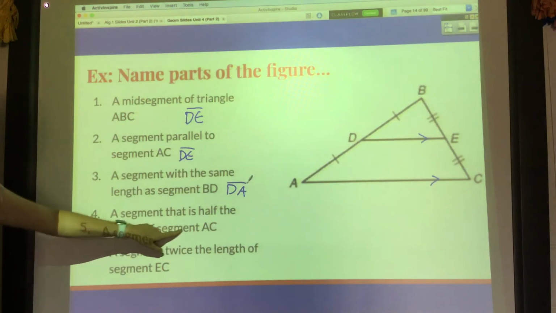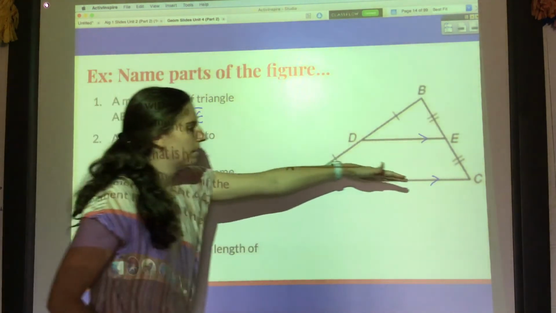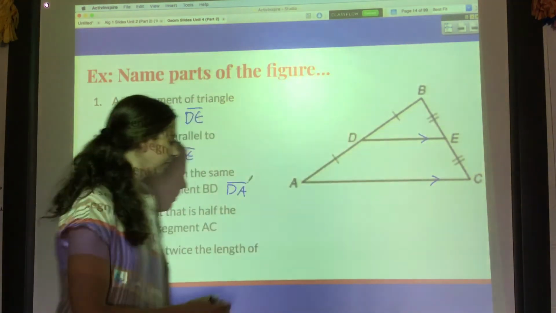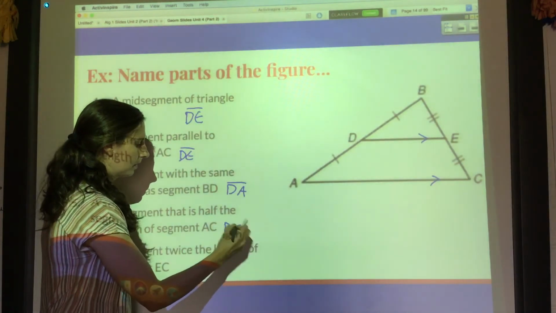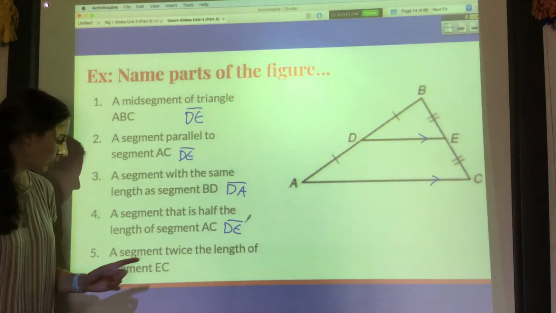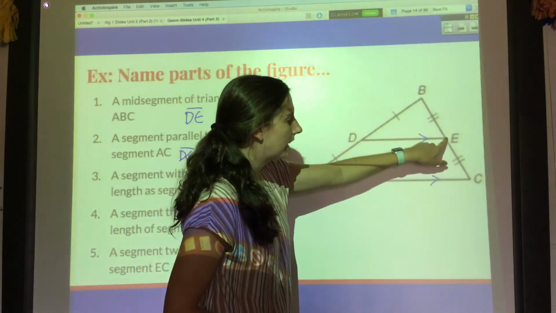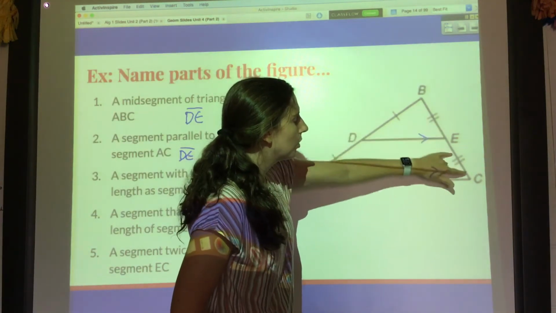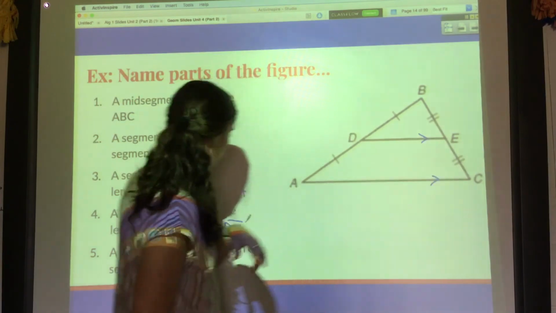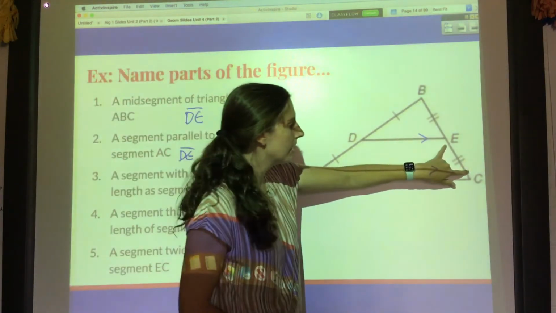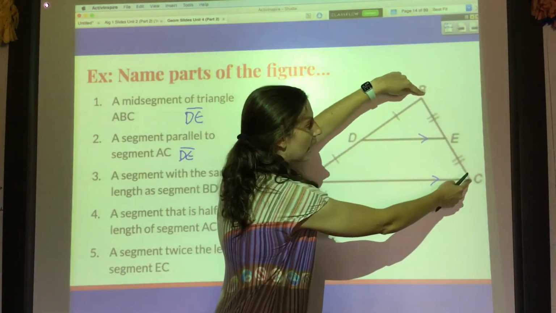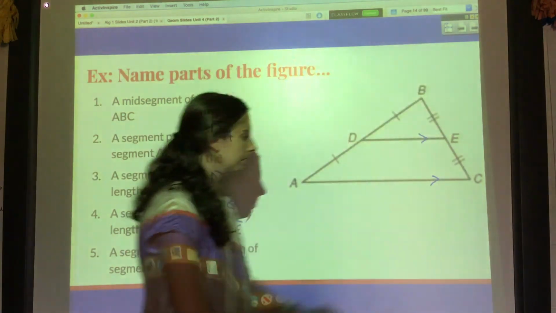A segment half the length of AC, this is AC, DE is half of that. And a segment with twice the length of EC, EC is right here. These two are the same, so if I want a segment with twice the length of EC, that would be this full side, BC.